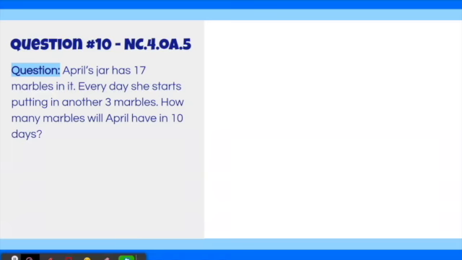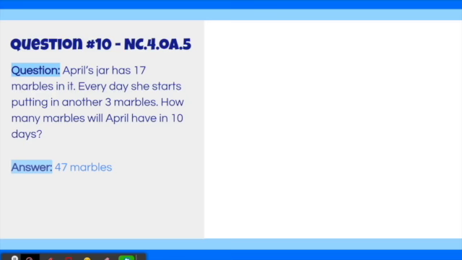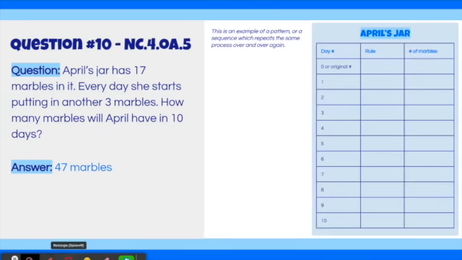Okay, so go ahead and pause the video here if you need more time for this question. So the answer to this question is 47 marbles. This question is an example of a pattern or a sequence, which repeats the same process over and over again. So the first step to solving a pattern is figuring out the rule of it.